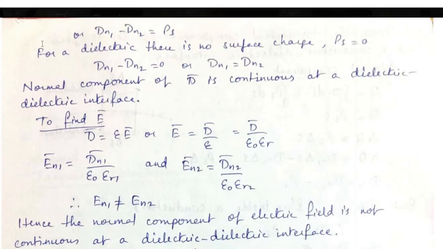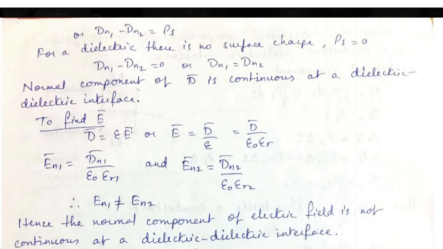So here both the material or the media are the dielectrics. So for a dielectric there is no surface charge. So we can write rho s is equal to 0, or Dn1 minus Dn2 is equal to 0, or Dn1 is equal to Dn2. So this we can write in statement form. That is the normal component of D is continuous at a dielectric interface.